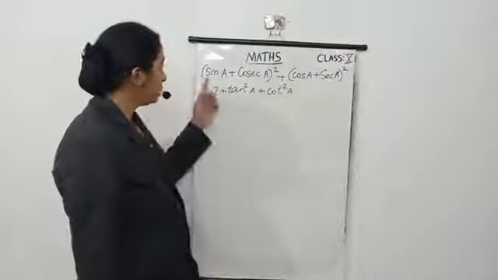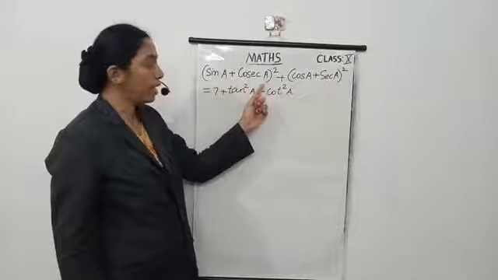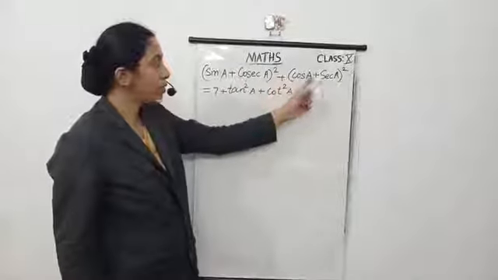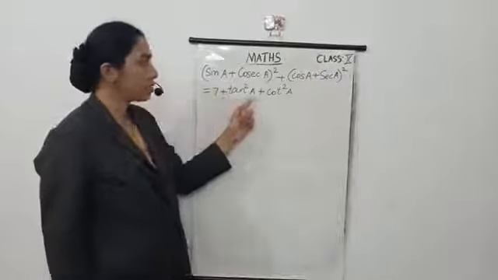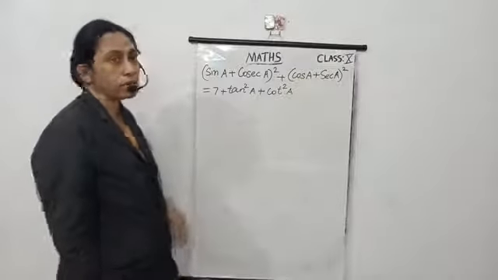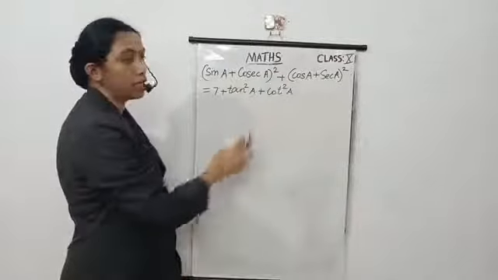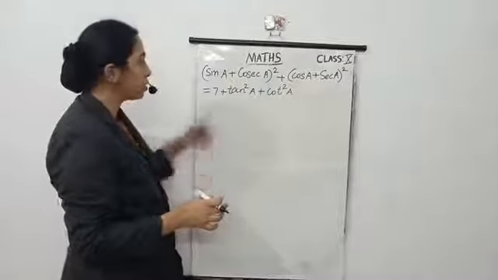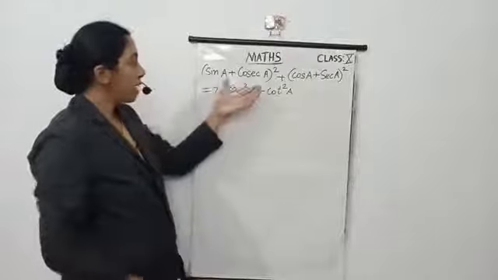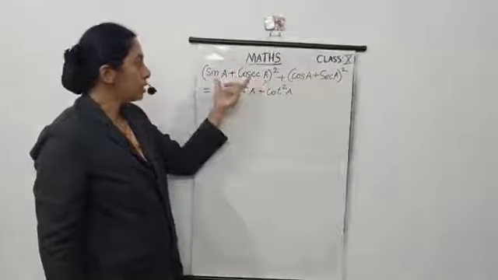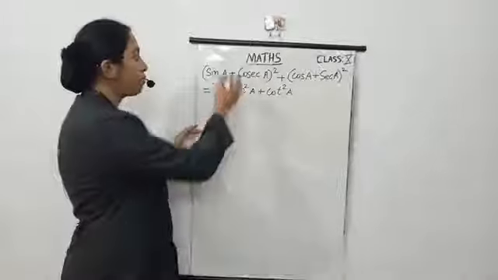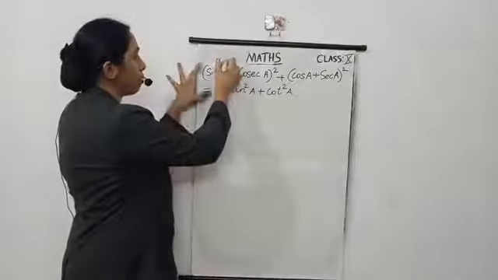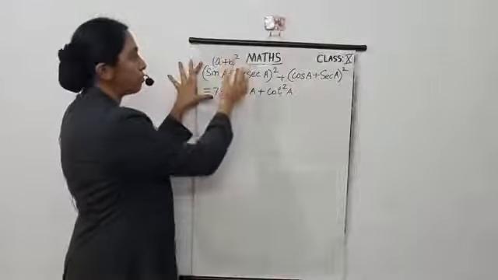Question 8: (sin A plus cosec A) all square plus (cos A plus sec A) all square equals 7 plus tan square A plus cot square A. So we need to prove LHS is equal to RHS. Now start with the LHS. This is (sin A plus cosec A) all square, that is (A plus B) all square form.